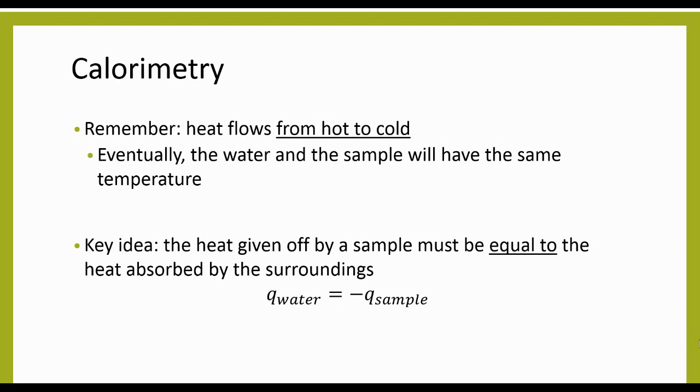So the key idea here is that the heat given off by a sample must be equal to the heat absorbed by the surroundings. And that allows us to come up with a really, really simple equation: the heat, or Q of water, is equal to the opposite of Q of the sample. The reason why we have that negative sign in there is that water is absorbing energy, so that's a positive value, versus our sample is giving it off, that's a negative value. So we have to have that negative sign there, so negative times a negative gives us a positive.